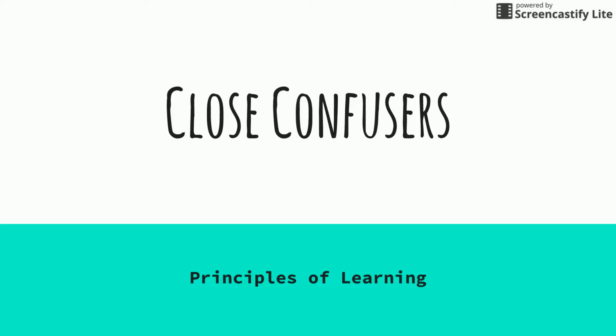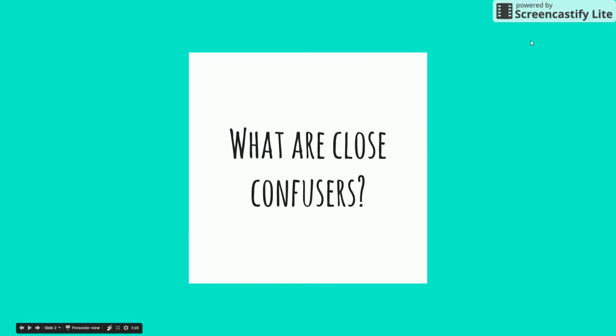This week we're going to be talking about close confusers as one of our principles of learning. So, what are close confusers? Usually, they're words, symbols, or concepts that look similar, sound similar, or fulfill similar functions, but are meant to be distinct. The skillful teacher uses the example of a lowercase b and a lowercase d. If you compare them, you'll see that they really are very similar and could very easily be confused if you're not familiar with the alphabet.